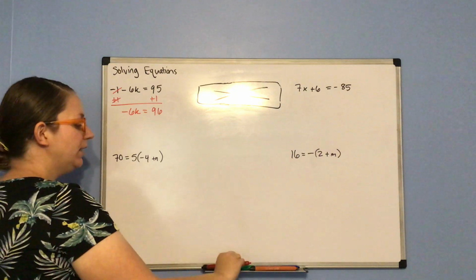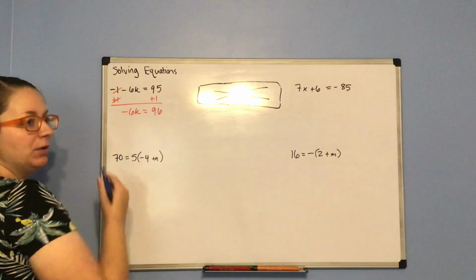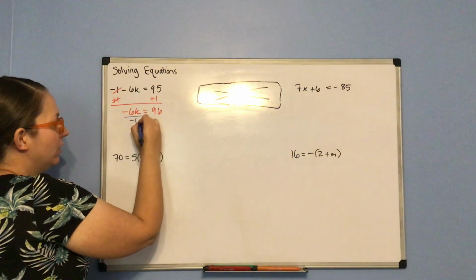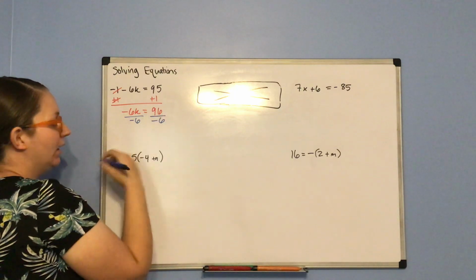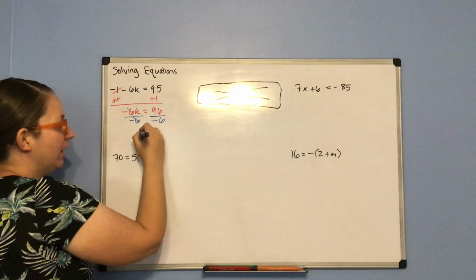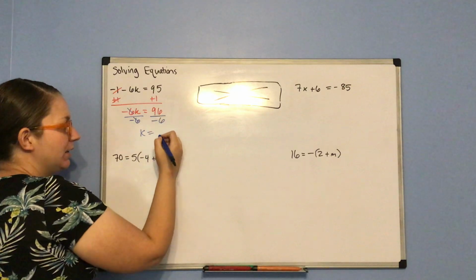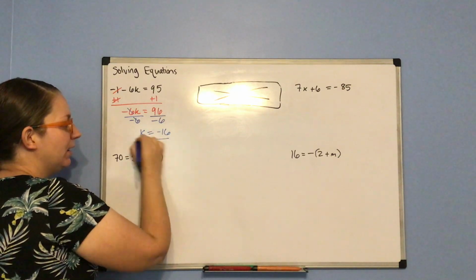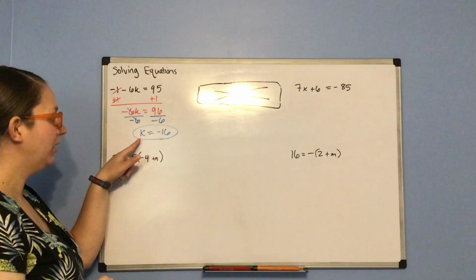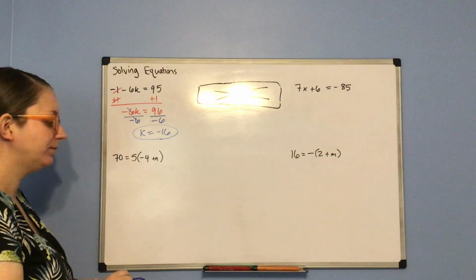We're closer to being done. K is not completely by itself yet. We have negative 6k, which means negative 6 times k. To undo multiplying by negative 6, we divide by negative 6. Again, we do that on both sides. Negative 6 divided by negative 6 is 1, so it cancels, which is what we want. So we get 1k, or just k. And then 96 divided by negative 6 is negative 16. Once you have your variable, which in this case is k, completely by itself on one side of the equal sign, number on the other, you're done.